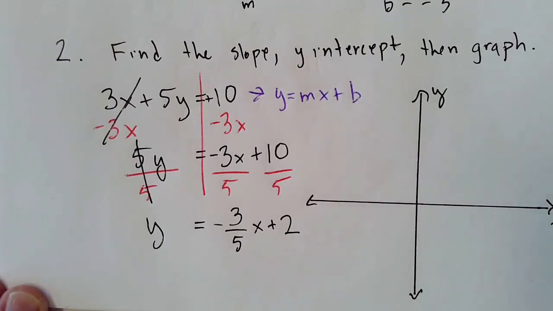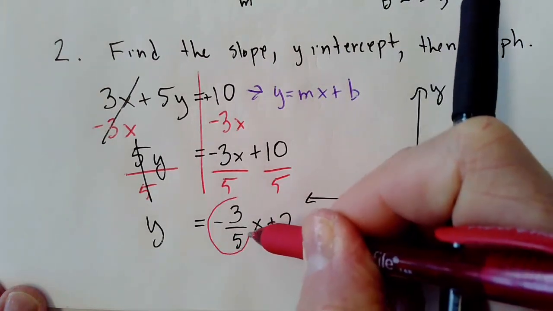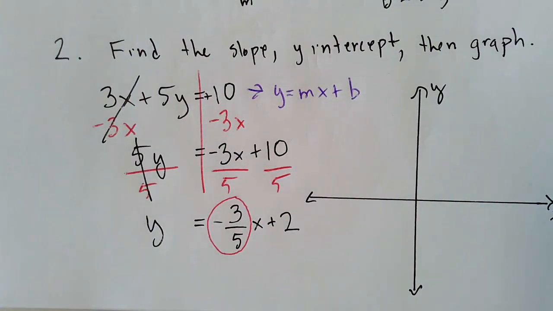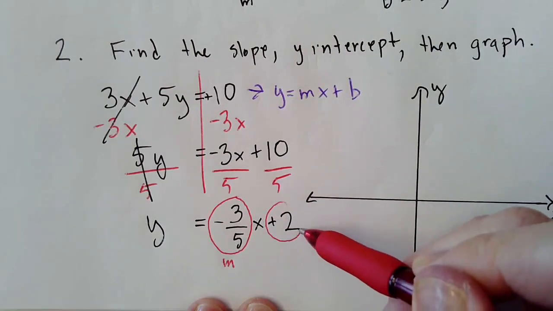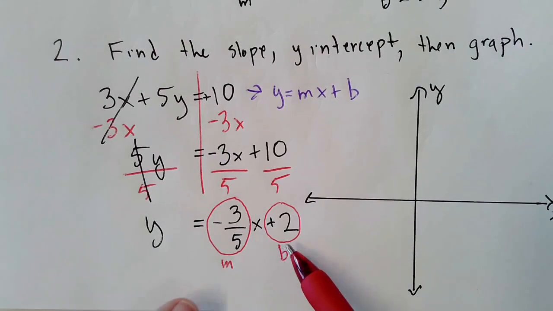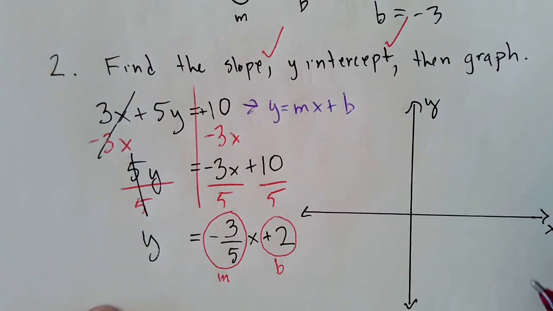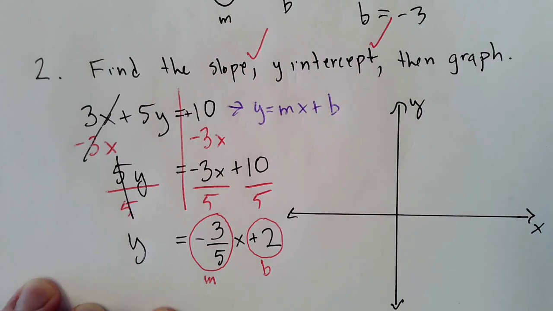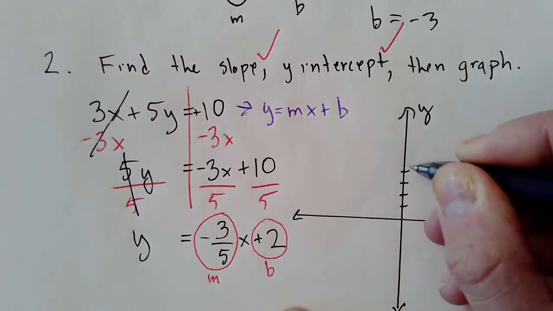We have this form now. We can now identify the m, which is negative 3/5, and we can identify the b, which is 2. Okay, so now we know our slope and we know our y-intercept. So we've got this and we've got that. Okay, now we just need to graph it. So let's do that. We know it's going to go up 2 for the y-intercept.